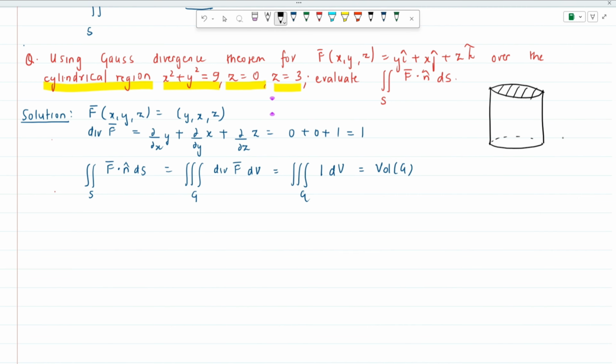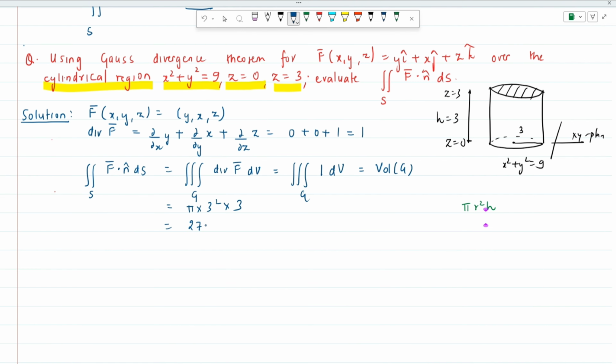The base circle is placed in the xy plane, which is z equals 0, and it moves all the way up to z equals 3. We can clearly see that the height in this case is equal to 3, and the radius of the base circle is 3, since the circular disc is x square plus y square equals 9. Since we know that the volume of the cylinder is nothing but pi times r square times h, substituting the relevant values, we get pi times 3 square times 3, and that is 27 pi. And that is the required surface integral.